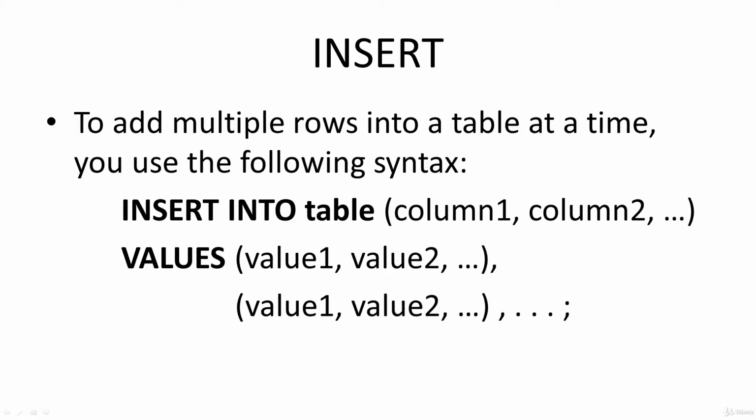To add multiple rows into a table at a time, you use the following syntax. You basically have a list of lists in those values. So you say insert into table, the list of columns, then you say values, and then in parentheses you have a single list, then a comma, another set of parentheses for another list of values, and so on.